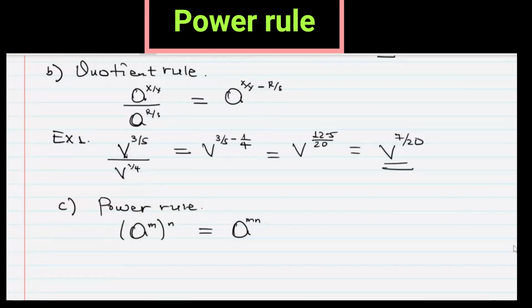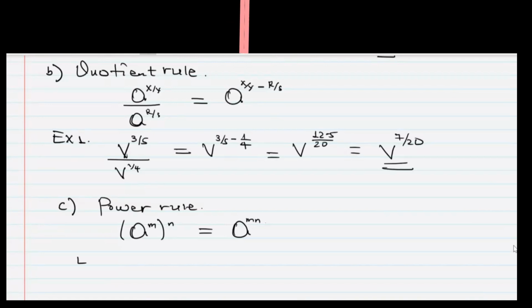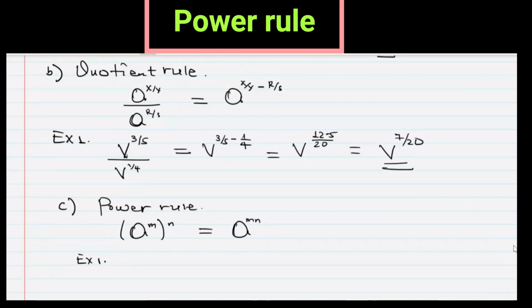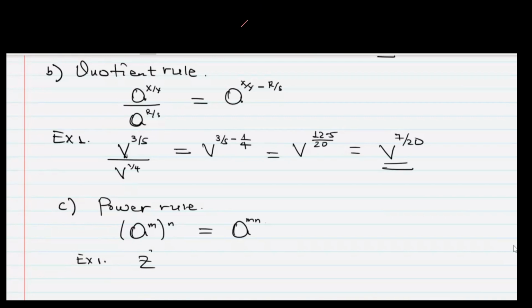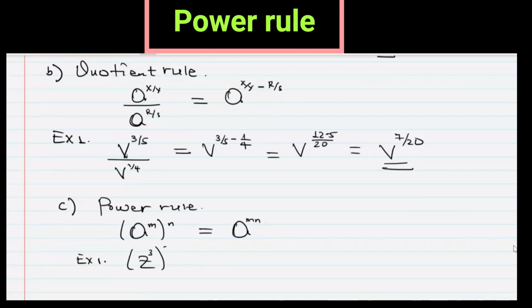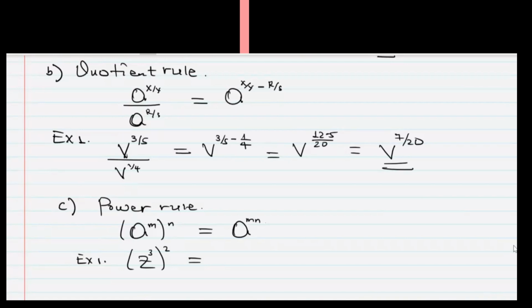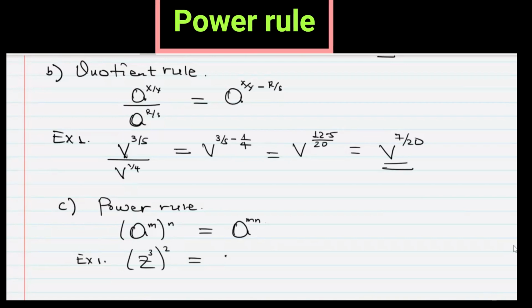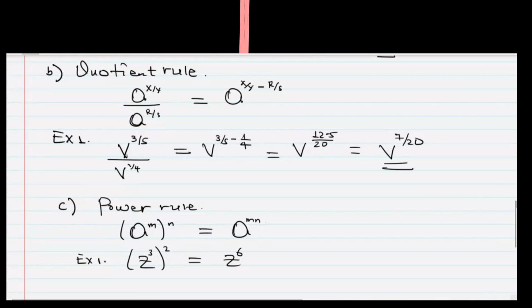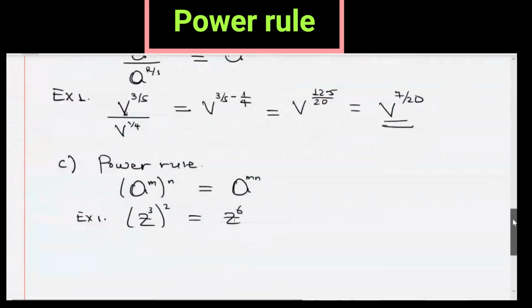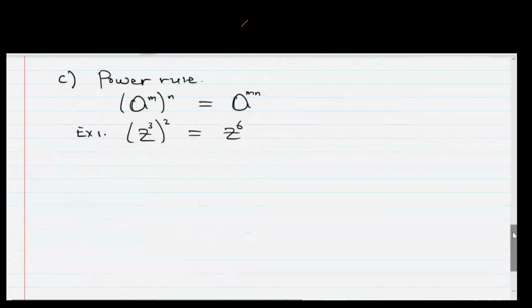That's the rule. Let's say, for example, number one: if you have z to the third, and then another exponent 2, you simply multiply those. 3 times 2 is 6, so z to the 6. It doesn't matter if it is a rational number or any kind of number.